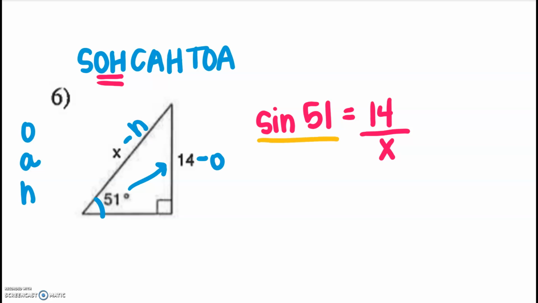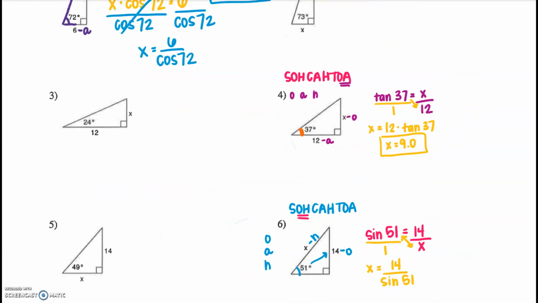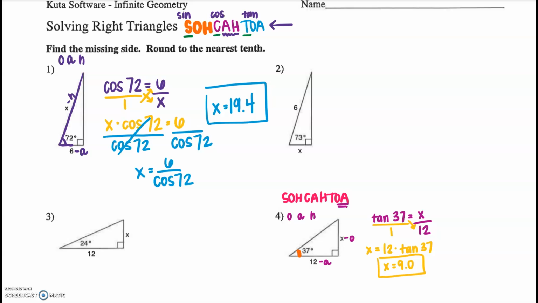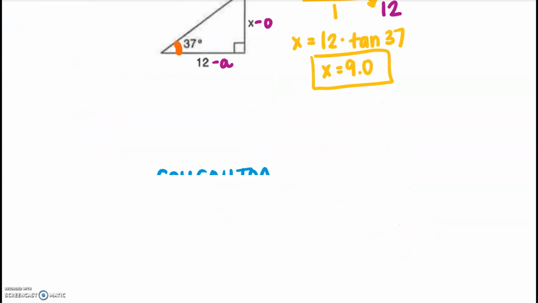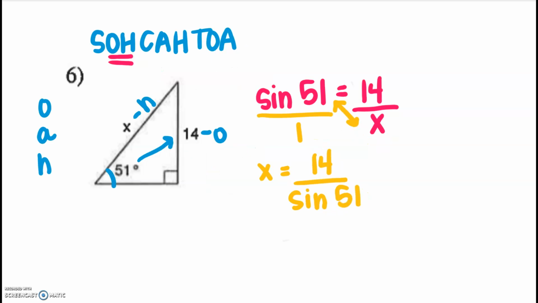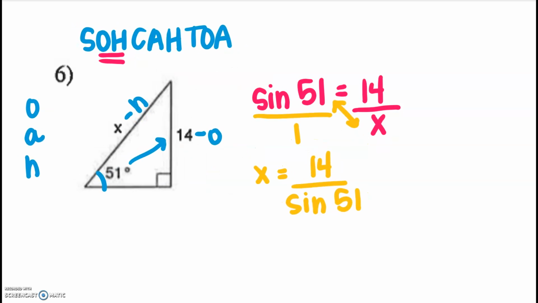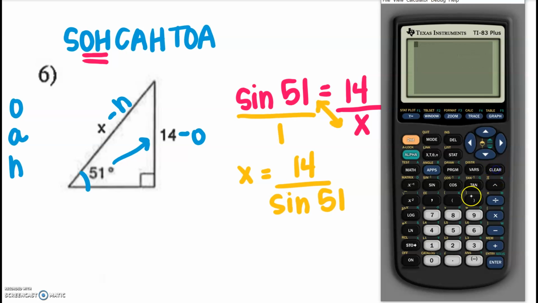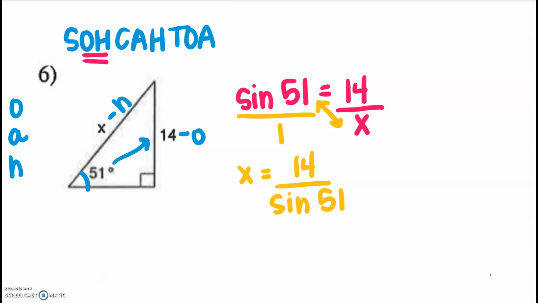Now you can cross multiply. Here's a little shortcut. If your variable's on the bottom, you are just going to flip-flop those two. So you're going to say x equals 14 divided by the sine of 51. We did the same thing up here, we just did all the work from start to finish. This is just a little shortcut you can use. If your variable's on the bottom, you just flip-flop those two. So you're going to divide. So in your calculator, you're going to say 14 divided by the sine of 51. So that hypotenuse is going to be 18.0.